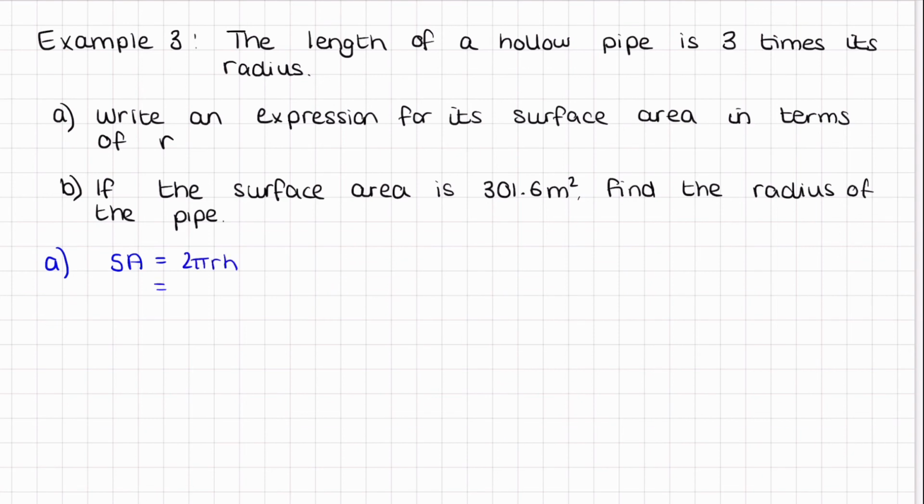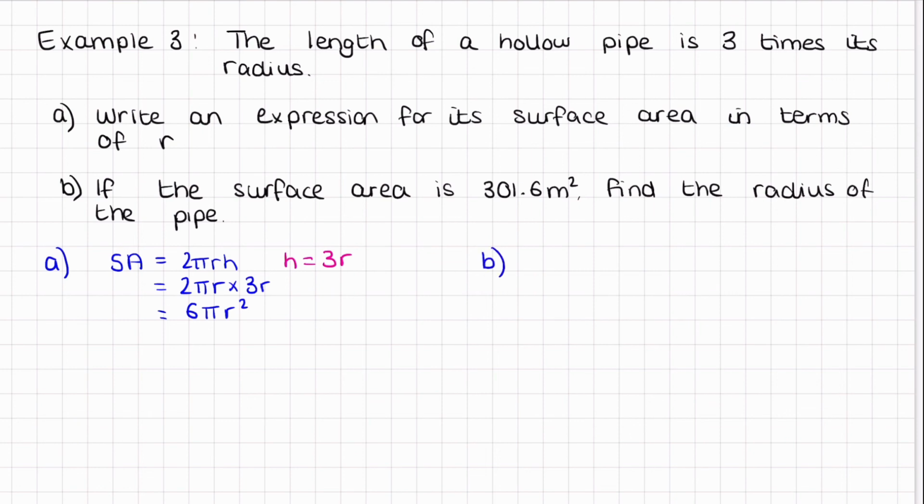Now the height, we don't want an h in there, so we have to be able to replace the h with something. Now the question tells us the length of the pipe is 3 times its radius, so that actually means that h is 3 times r. So we can replace the h in the question with 3r. So 2 times 3 is 6, pi, and then we've got 2 r's, so it'd be r times r, which is r squared. There's an expression for our surface area.